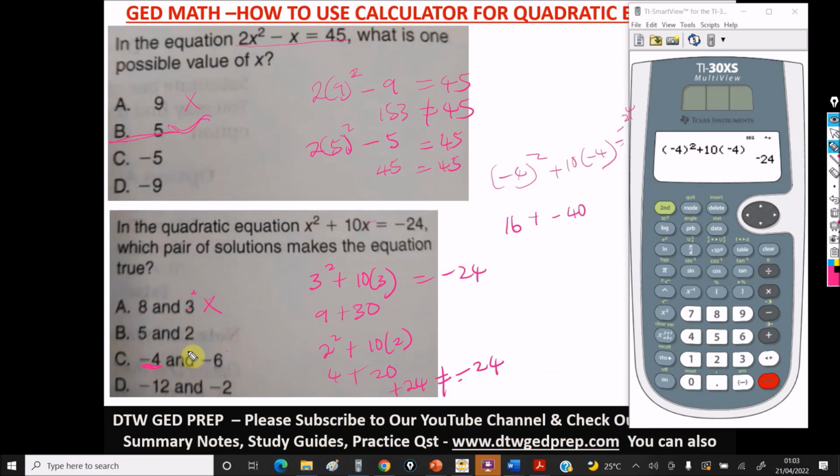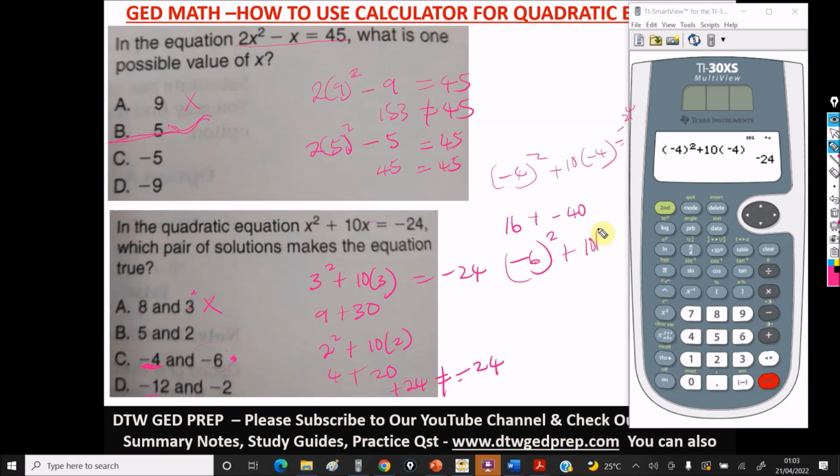This makes the equation true. So if this is true, it means this is also true. But most times if there's a negative 4 here and there's also a negative 4 here, it means now you have to test for the second number. Let us test for negative 6, to make sure it's also negative 24. It gives us negative 24. When you have this kind of question that has two values, you have to test for the two numbers to make sure both of them equate to this negative 24.